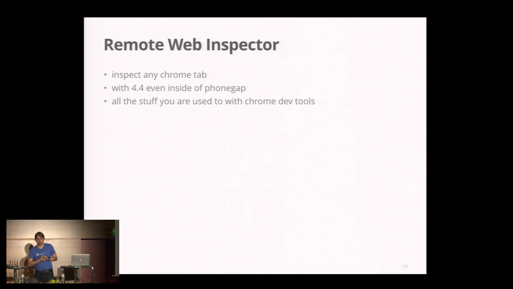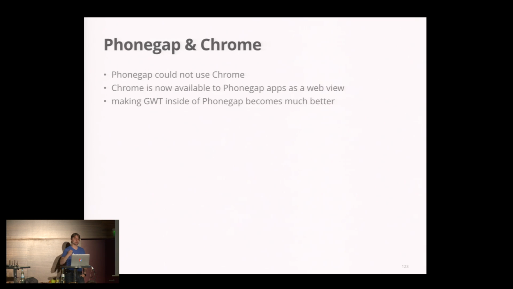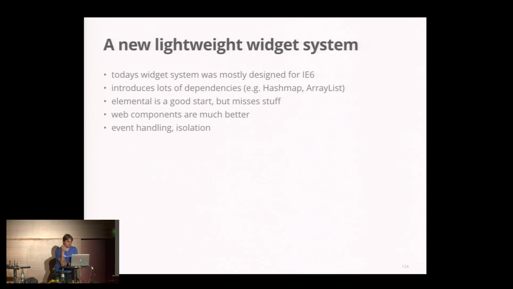With Android 4.4, they also put Chrome inside of a PhoneGap application. And this means that you can now use a remote web inspector. So you can inspect any Chrome tab that's running and do the same kind of DevTools stuff you could do on the desktop. Remove classes, execute JavaScript, do source map debugging. And that's really great. Before, PhoneGap could not use Chrome. But Chrome is so much better, and this is now finally available with Android 4.4. And so any GWT application has become so much better when it runs inside a PhoneGap application.